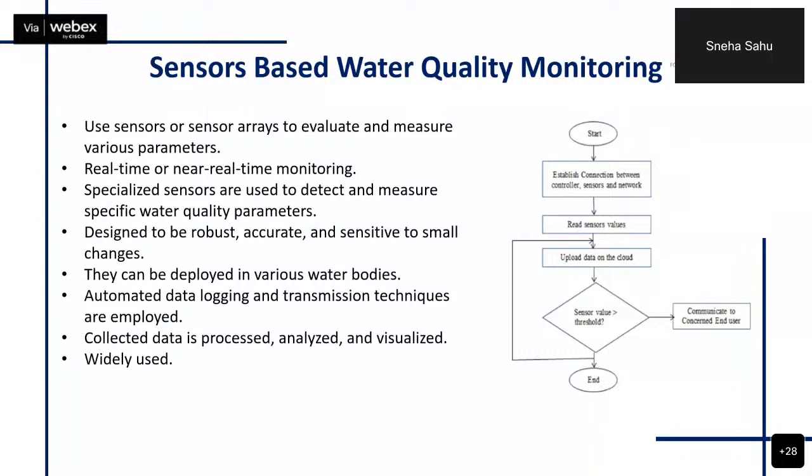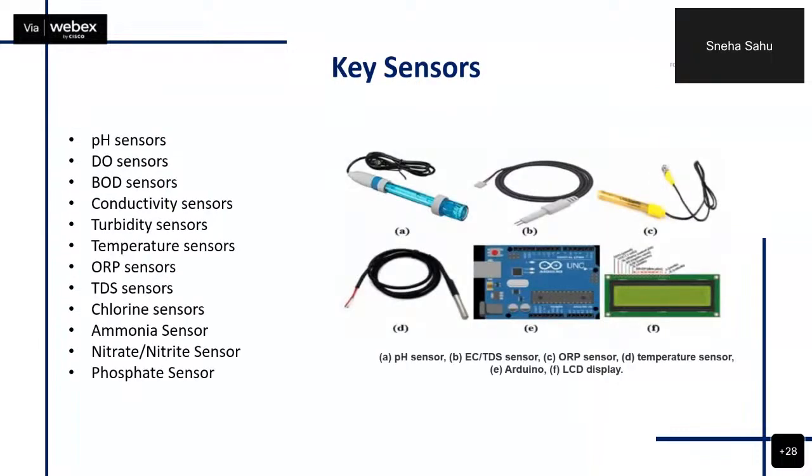The sensor readings are converted by an analog to digital converter, and the main controller reads the values, which are then sent to the cloud for storage. The values are continuously measured to see if they exceed a certain limit or not. If a value exceeds the limit, it is communicated to the relevant user so they can take appropriate action. Some of the sensors are pH sensor, DO (dissolved oxygen) sensor, biological oxygen demand sensor, conductivity sensor, turbidity sensor, temperature, ORP, TDS. There are many sensors available.